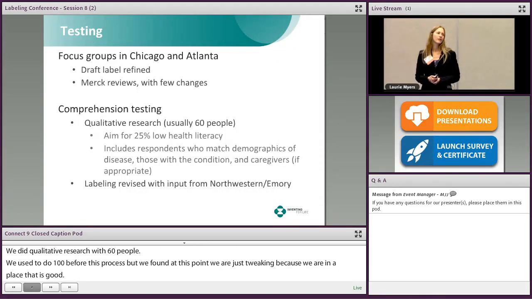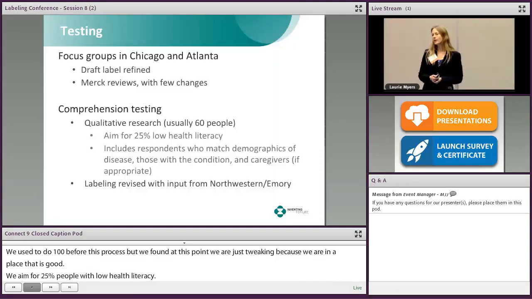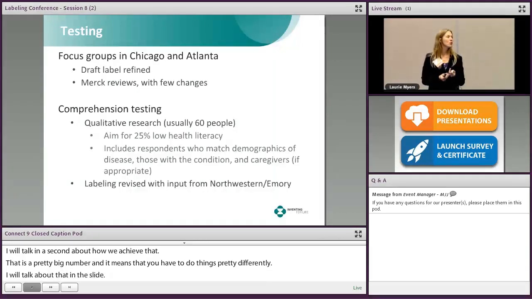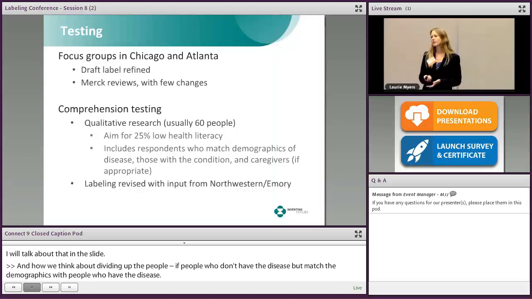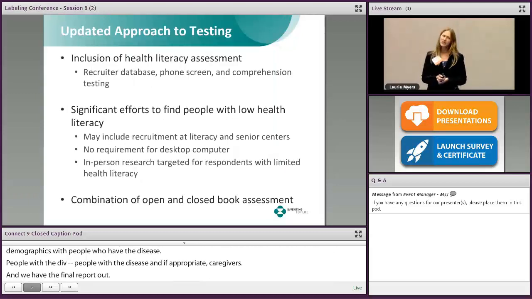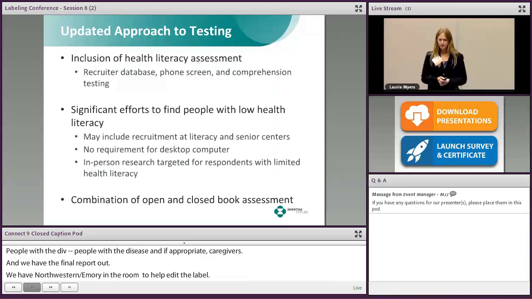So we actually aim for 25% of people with low health literacy. I'm going to talk in a second about how we achieve that. But that's a pretty big number, and it means you have to do things pretty differently. So I'm going to talk about that in this slide. And how we think about dividing up those people are people who may not have or who don't have the disease, but who match the demographics of people with the disease. People with the disease, and then if it's appropriate, caregivers. And then again, we have the final report out. We have Northwestern and Emory in the room, and we work through in real time what are the edits that we may need to make to the label. And usually, again, it's pretty minor at this point.